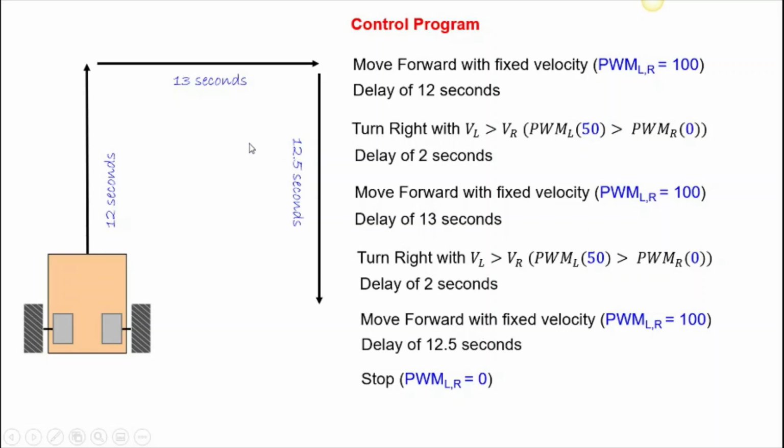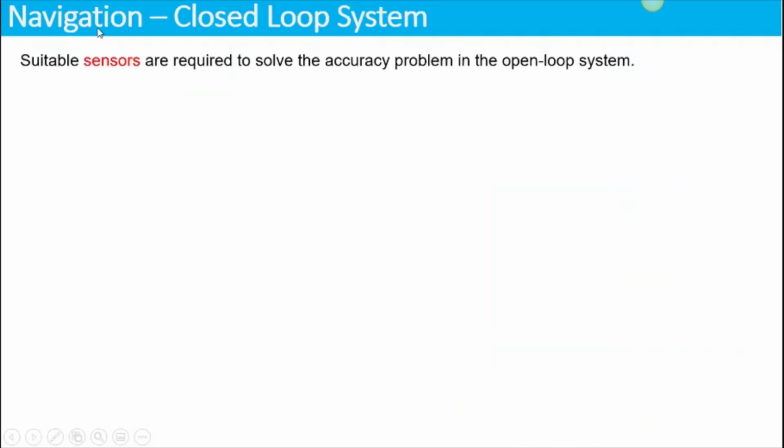If you're using a delay in your mobile robot navigation, it still can move autonomously using software delay loops, but the accuracy is questionable. And therefore, we need a closed loop system.